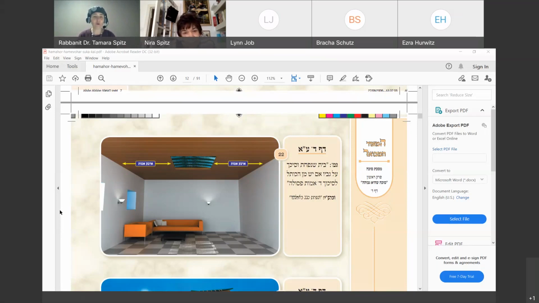So dofen akuma, within 4 amot of the wall, as long as the schach, the proper, the valid roof of a sukkah is within 4 amot of the wall, it counts as kosher, even though, as you can see here, there's solid wall on different sides. So that is very important to understand.